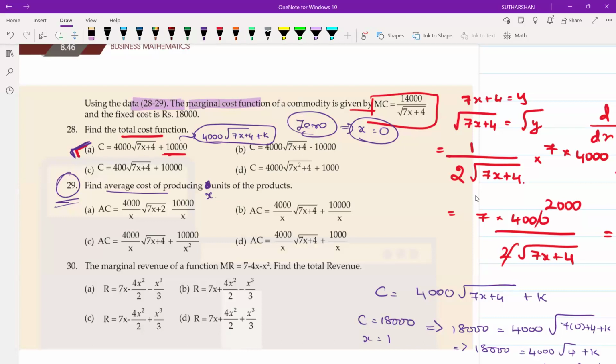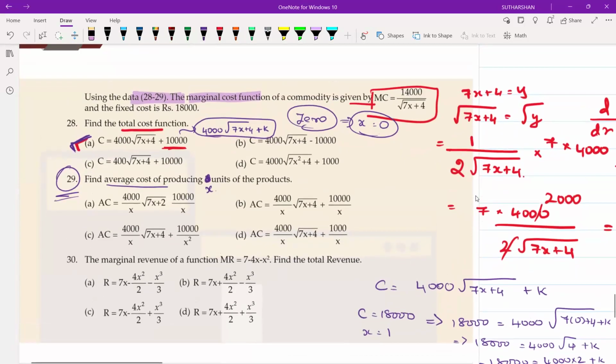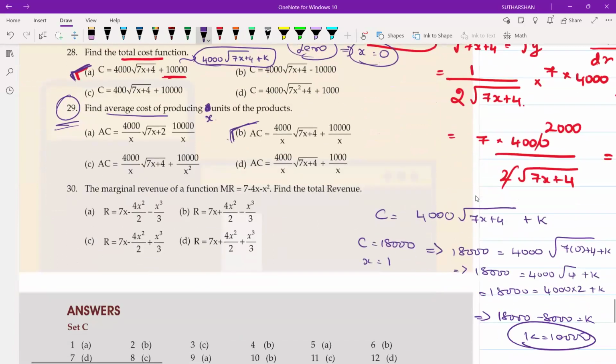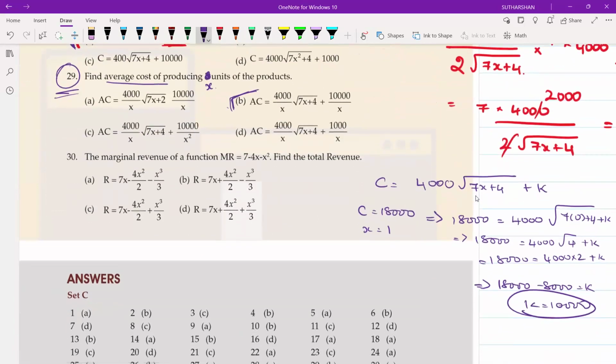So what do you need to do? We'll go with the option with 4,000 by x into root of 7x plus 4 by x. Then I think your answer is option B. Yes, sir. Option B is your answer. Directly we will do. Okay. Then 30.